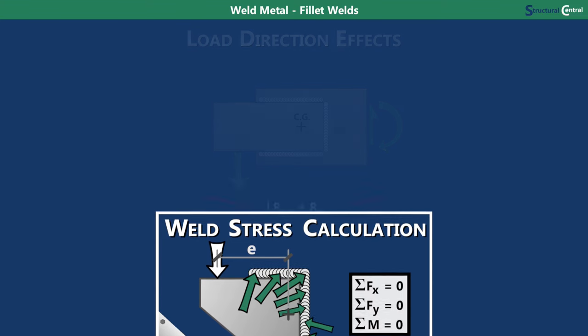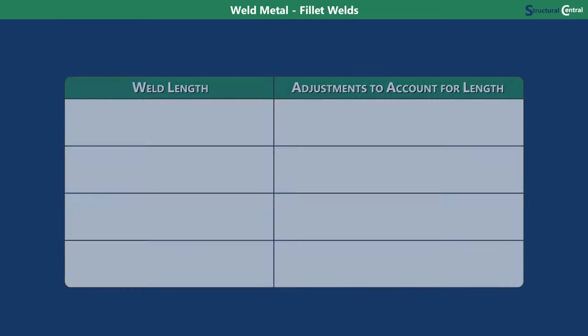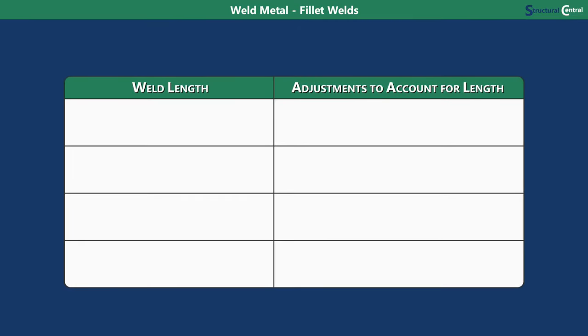The final thing you need to know about fillet welds is that their length has the potential to affect their strength. Most welds fall into the range where they do not require any adjustments in their strength calculations. For very short welds, though, any flaws at the ends will have a more significant impact, so section J2.2b requires you to use an effective weld size of a quarter of the actual length when the weld length is less than 4 times the weld size.